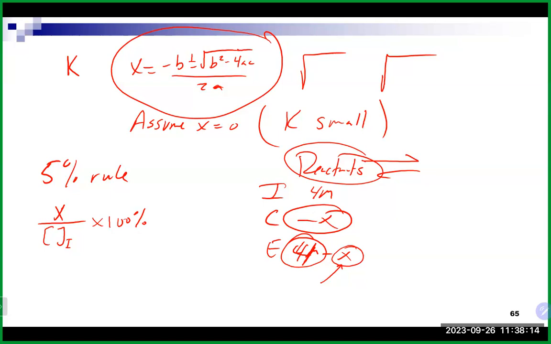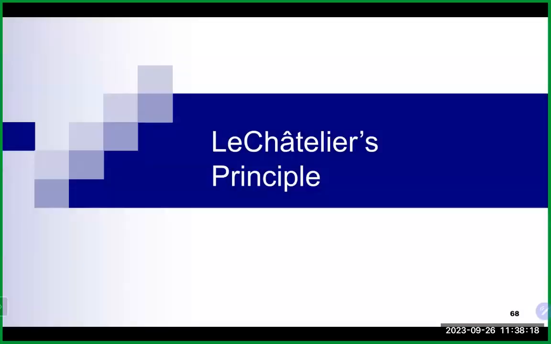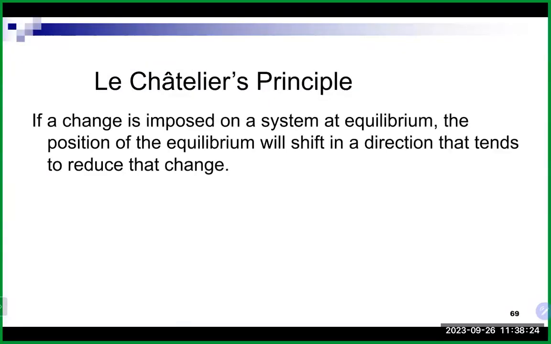The last thing we're going to talk about in this chapter is our good friend Le Chatelier's principle. Le Chatelier's principle is the idea that when we have a system at equilibrium, we do something to, frankly, screw it up, and it's no longer at equilibrium. So in Le Chatelier's principle, we have this nice system.